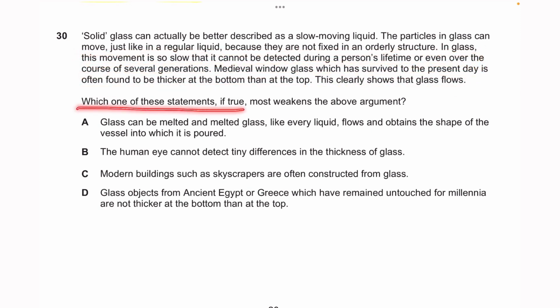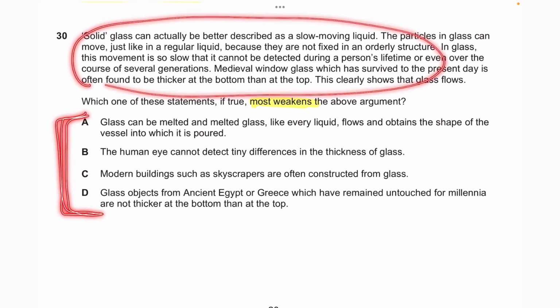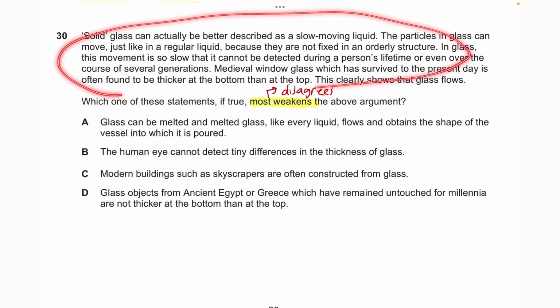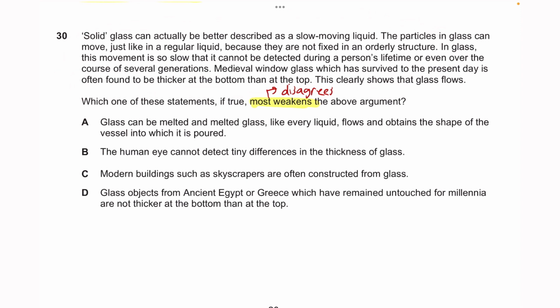Which one of these statements, if true, most weakens the above argument? So the key thing here is we're trying to find a weakening statement, okay? So we've been given an argument and we need to now find which one of these will help weaken this argument. So essentially, remember, boys and girls, when we're doing weakening arguments, we're finding something that disagrees with this. We need to find something that most disagrees with this, which means it does not support what this is saying. So let's first identify the main idea here.